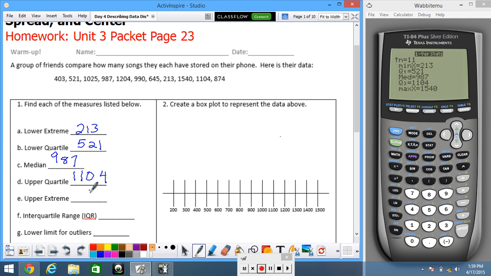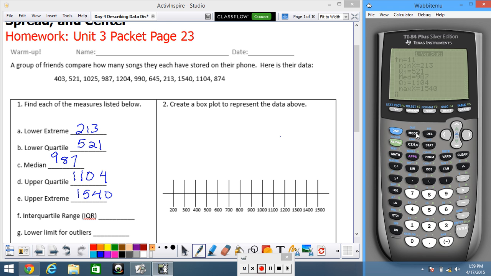Upper extreme is 1,540 songs. Okay, so to find the interquartile range, once I get those 5 numbers, remember I'm going to subtract Q3 minus Q1, and that's going to tell me how spread out.